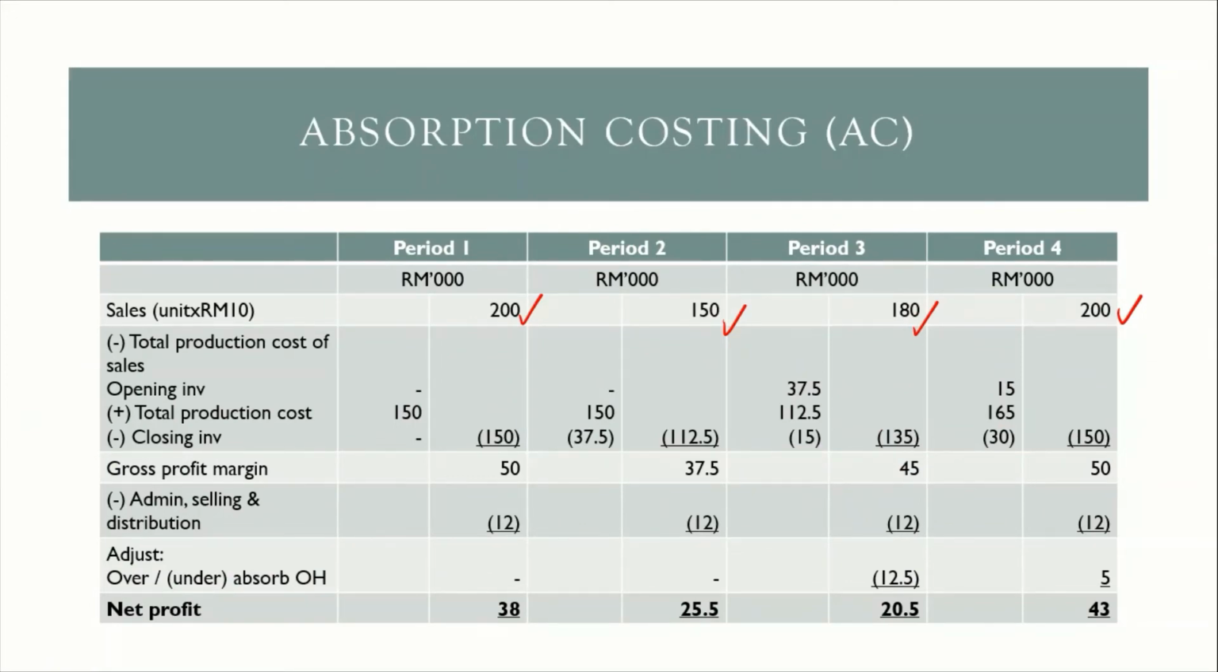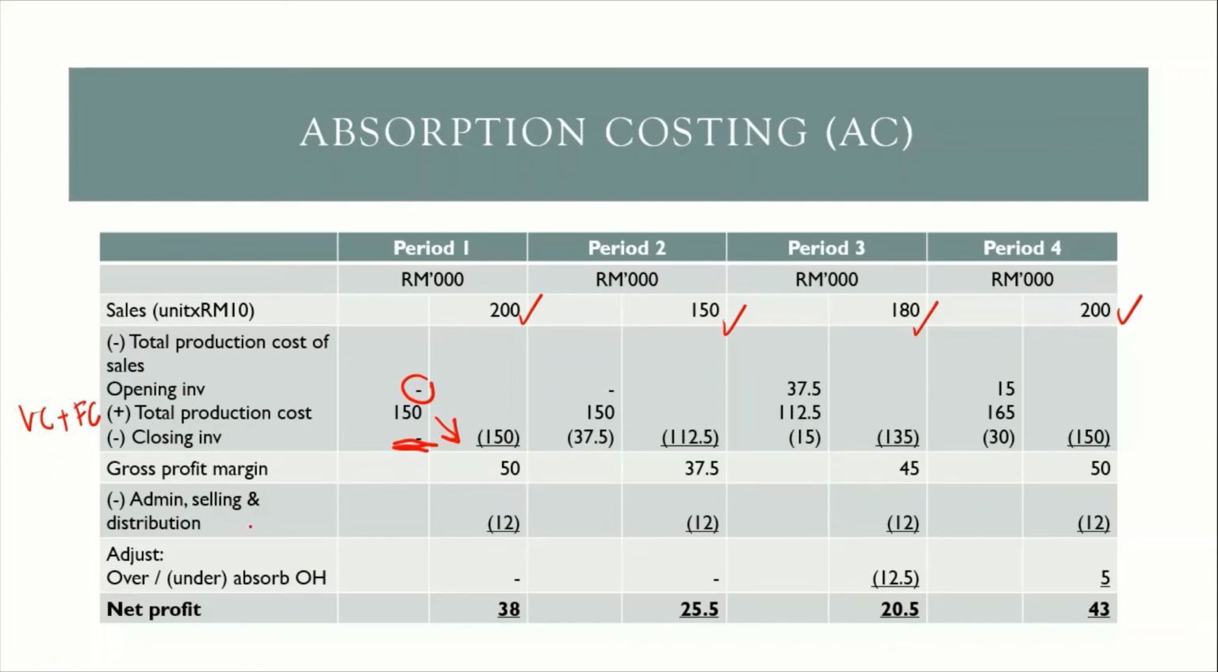Okay, so absorption costing, the first period, the situation is sales equals production. So there would be no opening, just like marginal. The total production cost is VC plus FC, multiplied with the units produced, you gain the 150 amount. Because we sold everything, there is no ending or closing inventory. So you just drag the 150 into the total. 200 minus 150, you gain 50,000.